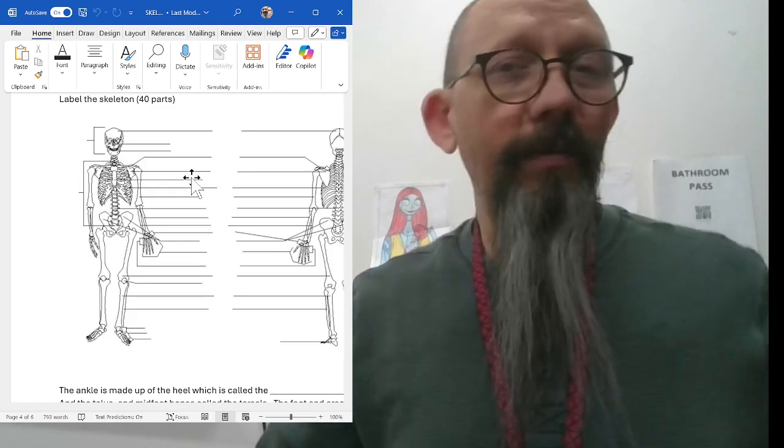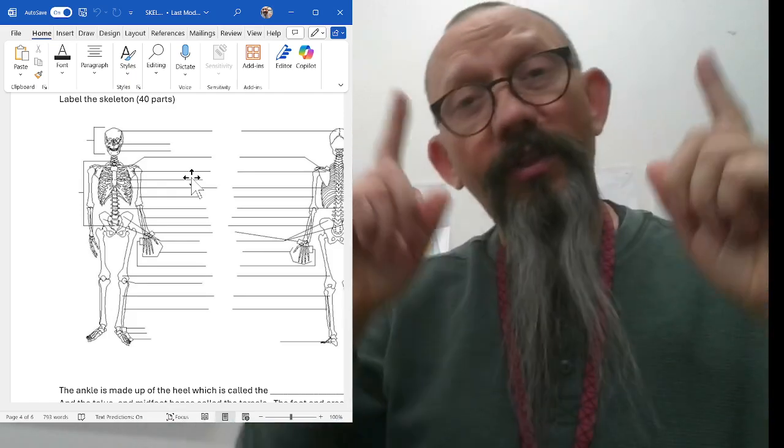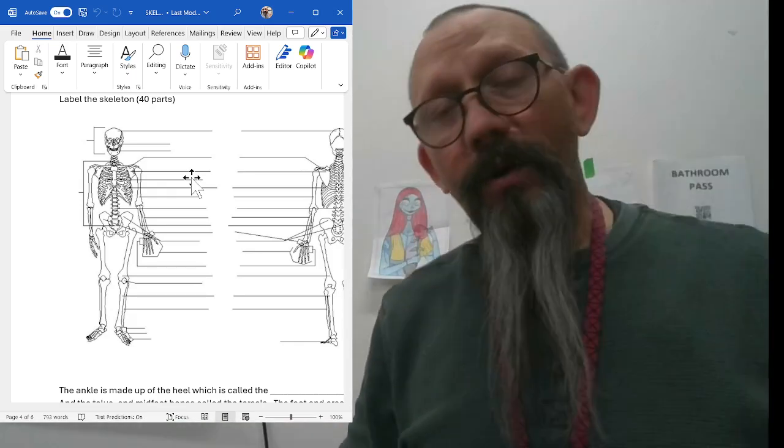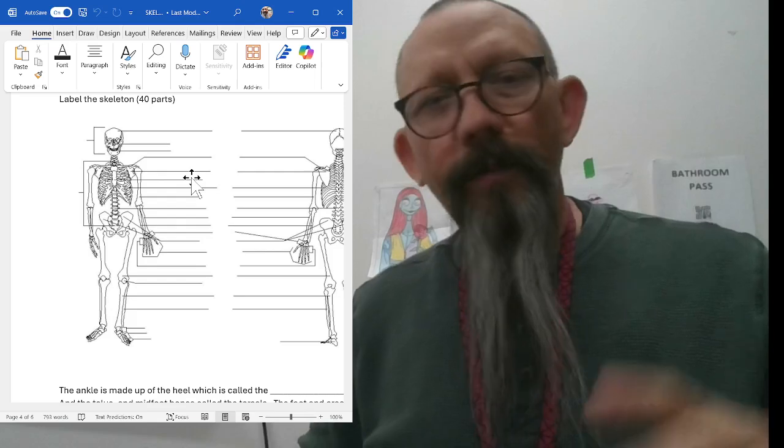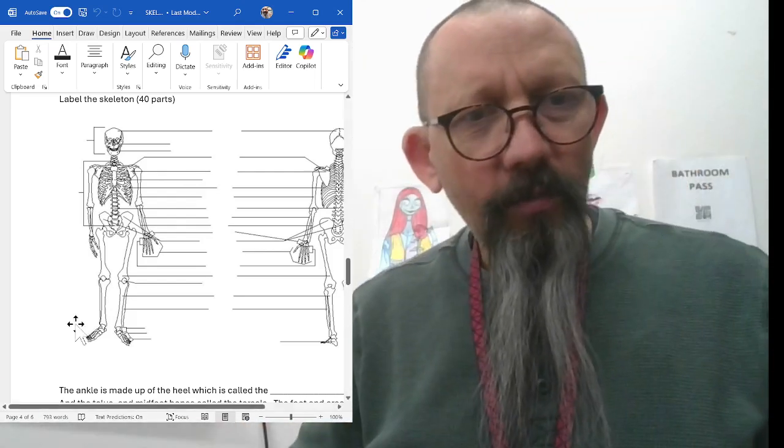You have 7 bones in the neck. Those are called the cervical vertebra. 12 in the thoracic, which are attached to the ribs. That's called the thoracic spine. And then 5 in the lumbar, which can vary in some people.